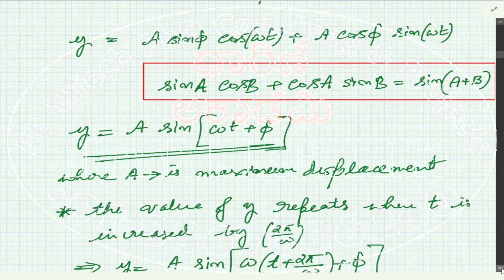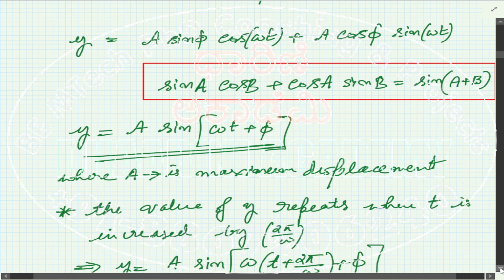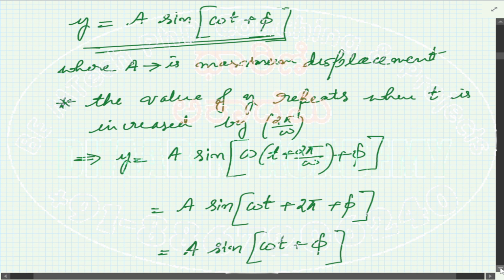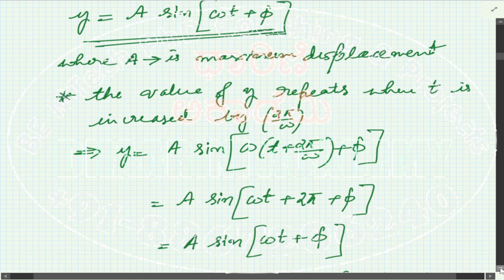Now here the amplitude is capital A, which says that it is the maximum amount of displacement possible by this object. Then we have the next term, omega, which we already have defined. t is the time and phi is called the angle that corresponds to lead or lag angle.